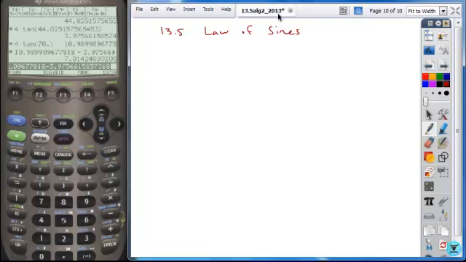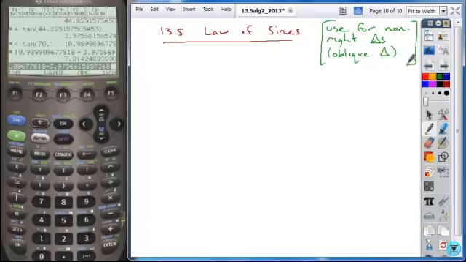The next two sections are formula-based sections. You're going to be given equations or formulas for these. Both of them are useful formulas for non-right triangles. A non-right triangle is called an oblique triangle. Now, it doesn't mean you can't use these for right triangles, and many of you do or will.